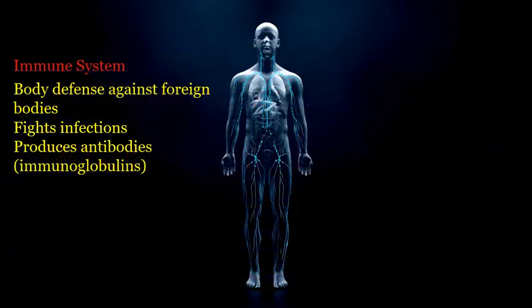The immune system is usually associated with the lymphatic system as it uses this system for a great deal of its transportation around the body. We need the immune system to fight infections and produce antibodies, which are also known as immunoglobulins.